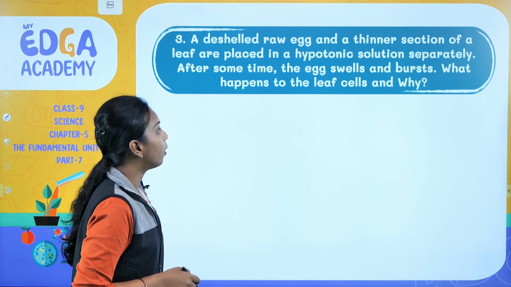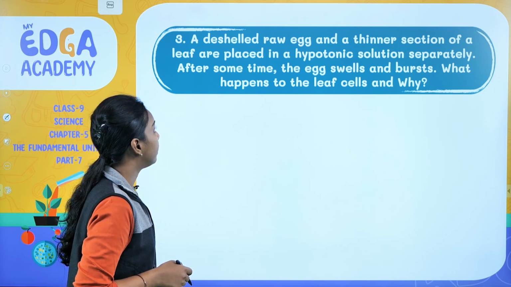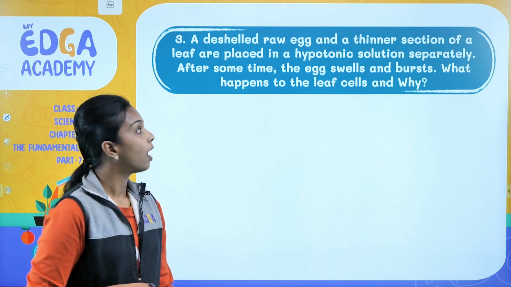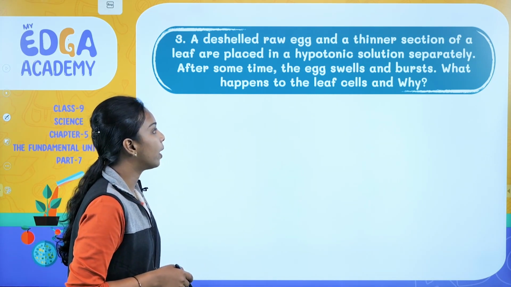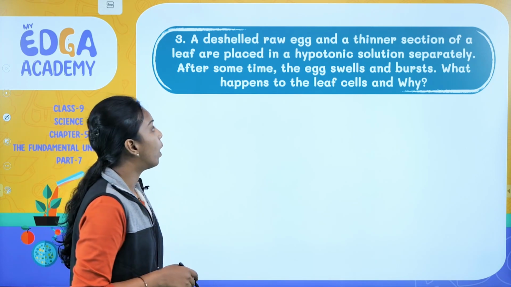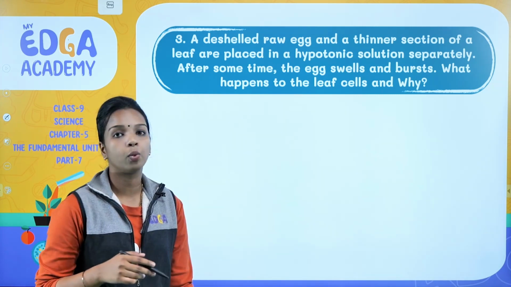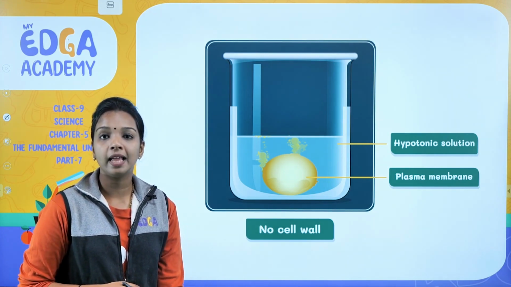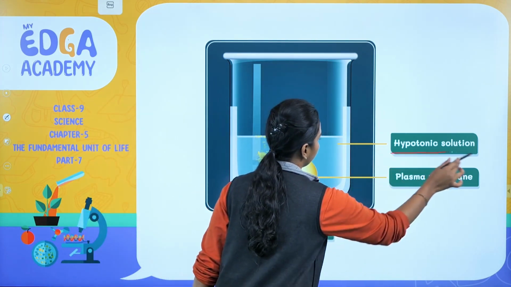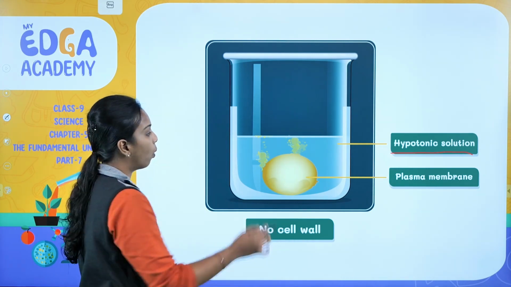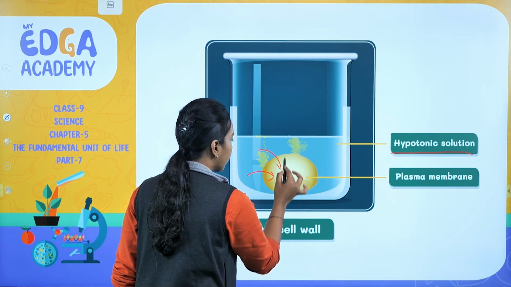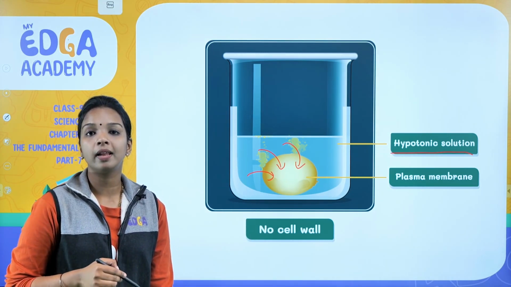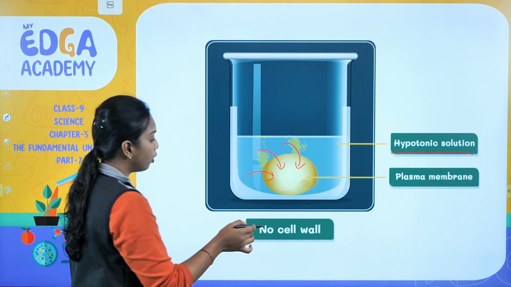A de-shelled raw egg and a thinner section of a leaf are placed in a hypotonic solution separately. After some time, the egg swells and bursts. What happens to the leaf cells and why? Here, a de-shelled raw egg is placed in a hypotonic solution. It absorbs water molecules from the surrounding medium, and it swells and consequently bursts as it has no cell wall.